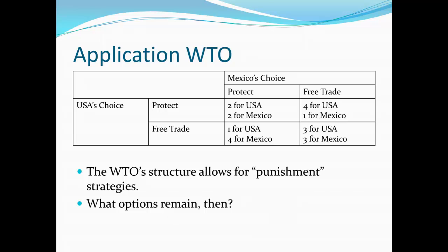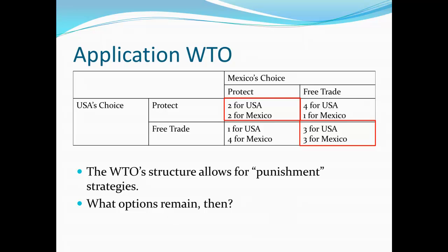Now, if we play this as a one-round game, we end up with the outcome that both of them are going to protect. The U.S. says, well, if Mexico has free trade, it's better for us to be protectionist. If Mexico has protection, then the U.S. should also be protectionist. So there is this very strong incentive for the U.S. and Mexico to both protect, despite the fact that a better outcome would be if they both had free trade.